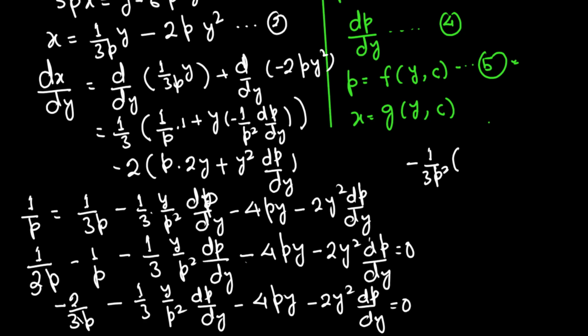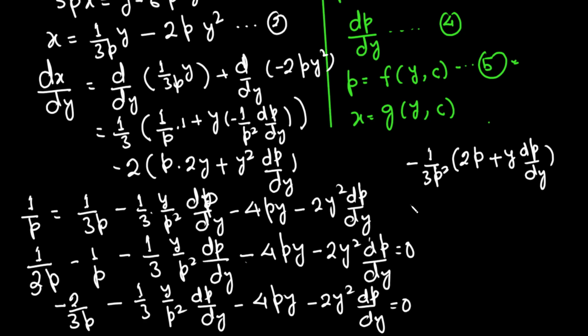So inside the bracket will be 2p minus 2 over 3p. Okay, this is done. And this one is plus 1 over 3p square we have taken out, so this will be plus y dp over dy.